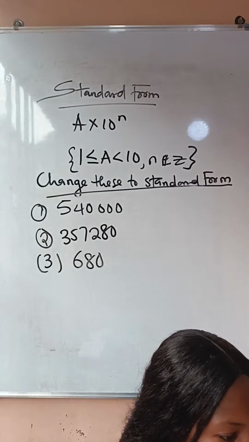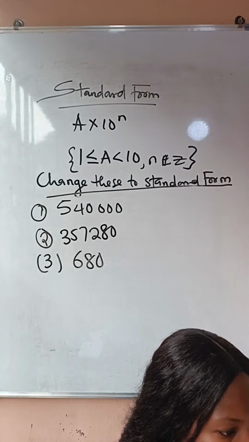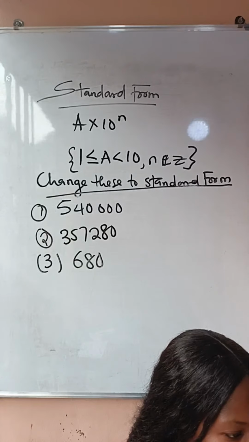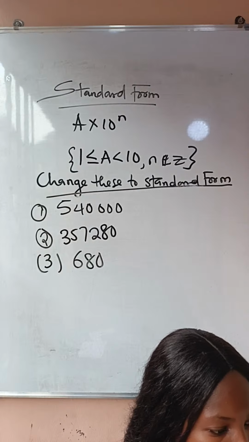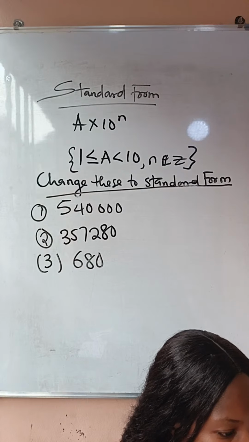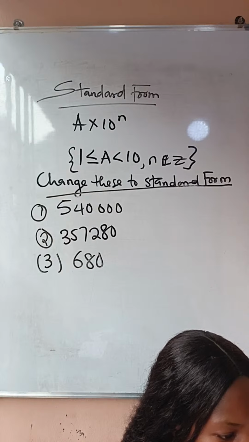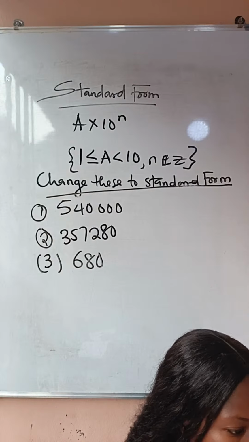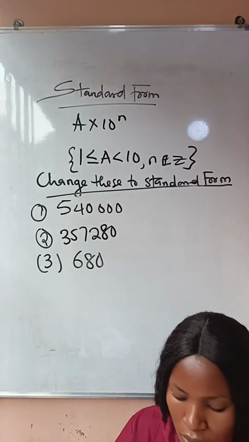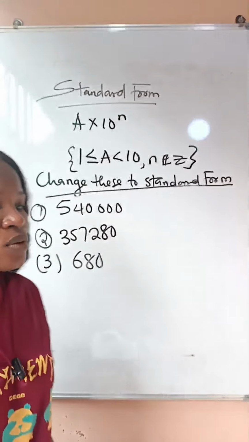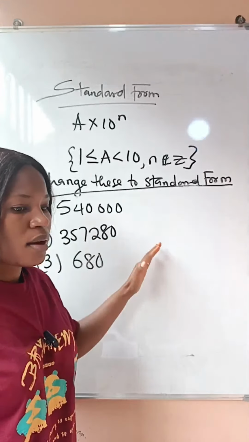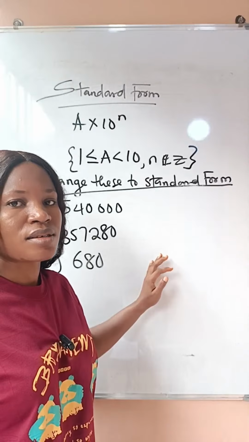For number 1, what is the solution? 540000 in standard form is what? I'm waiting, guys. What do you think the answer is? Donek, please send an email to me. All right. No one has said anything. I will post this video as a replay, so I don't want a situation whereby someone will be watching it as a replay and it's somehow boring.